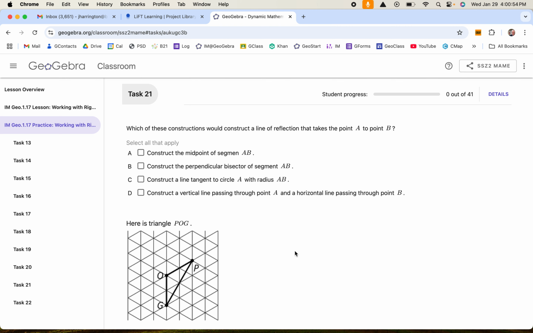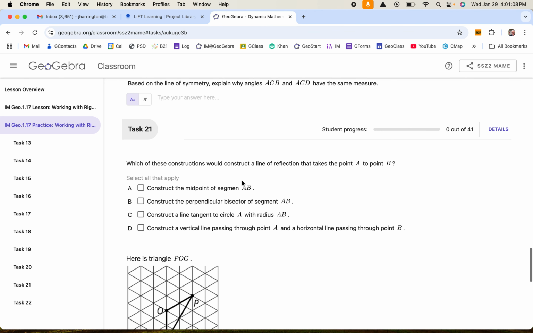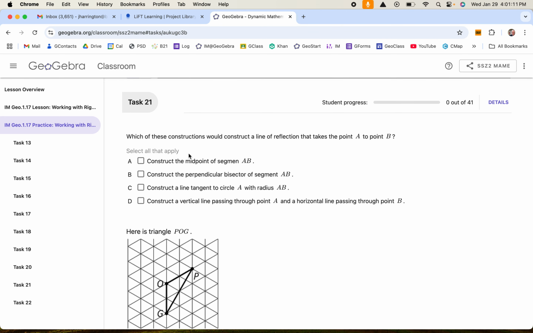Task 21. Which of these constructions would construct a line of reflection that takes point A to point B? We're not looking at this diagram. That's not what it's about. It's also not about that diagram up there. All we have is 2 points, A and B, in the middle of a blank page. Which of these things would create a line of reflection that would cause point A to land on point B? Check out each statement, figure out which ones are true, and put checks by those.